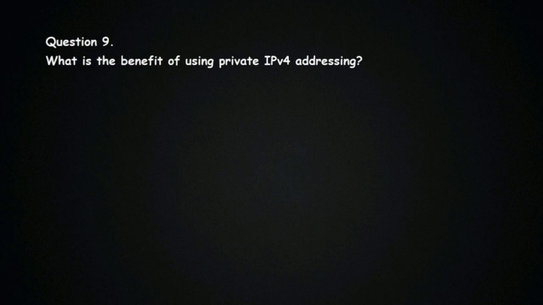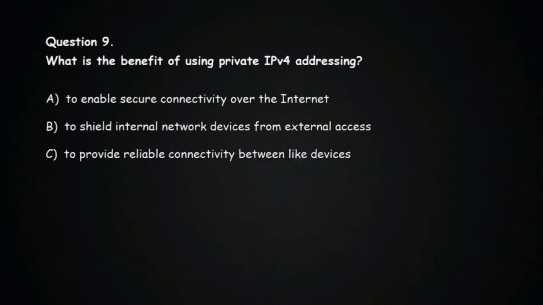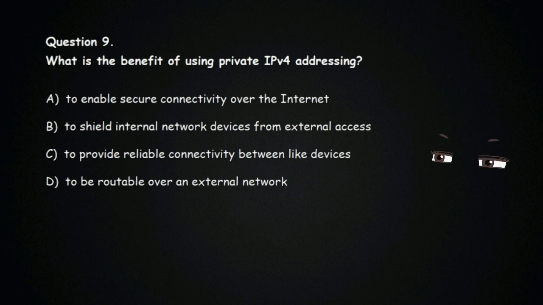Question 9. What is the benefit of using private IP for addressing? Options. Correct answer is B. To shield internal network devices from external access.